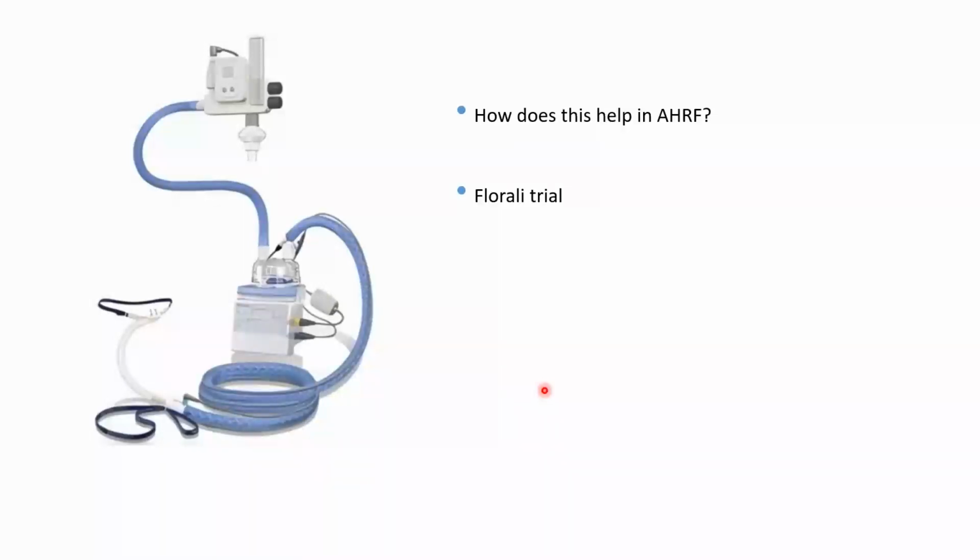Any scores to predict failure on HFNC? The ROX index. At the end of 2 hours, if it is less than 3.8, it indicates failure. There is one more, ROX-HR, that you can also look into.